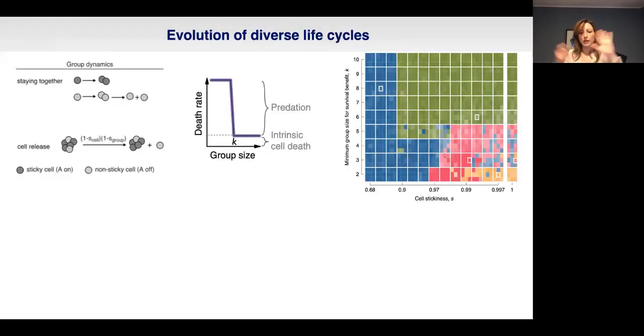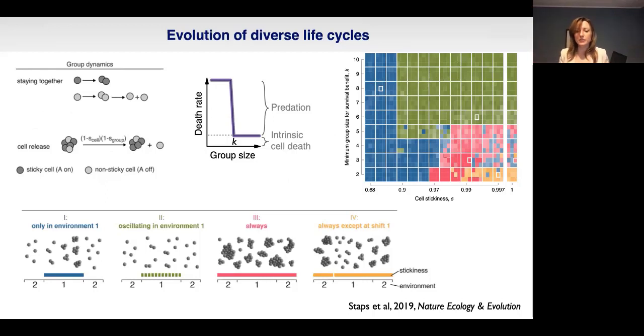you start to, I won't go through all of the details, but basically in this parameter space that depends on how strong your benefits are and how sticky you are when you express gene A, you start to get a diversity of life cycles. And I'm very happy to go more into the details if you're interested in this kind of modeling, but basically we are able to recapitulate life cycles that are quite diverse and that, at a very simple level of conceptualizing them, mirror some of the extant life cycles.